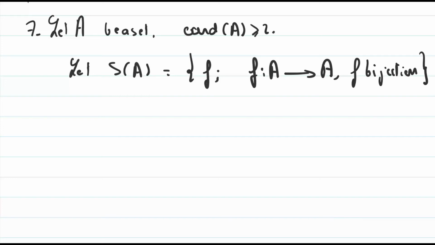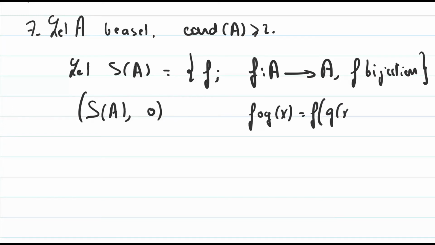How should I define it? What do you think could be an operation which I can define on these functions? Composition. If f and g are two elements of S of A, f composed with g is again a bijection from A to A. It's defined by f composed with g of x is f of g of x. This defines a bijection.